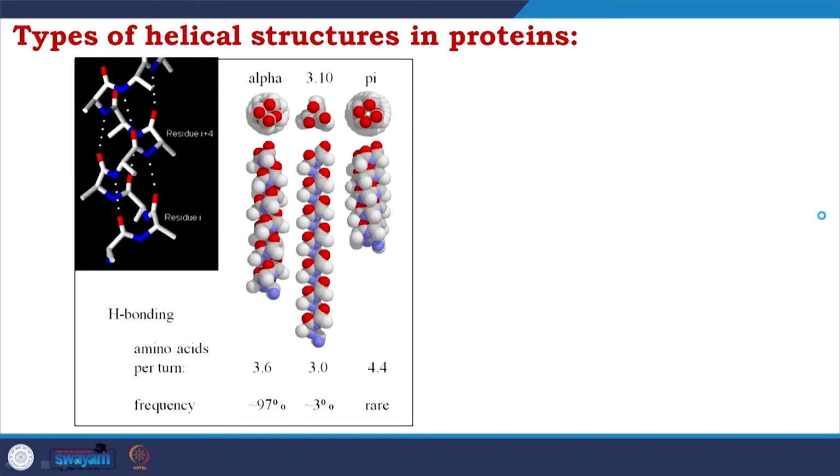There are commonly three types of helices. We talked about the alpha helix, with 3.6 amino acids per turn and a frequency of existence of 97%. There are other ones, 3-10 helix and pi helix. In the 3-10 helix, amino acids per turn is 3 and existence is 3%, and in the pi helix, amino acids per turn is 4.4 and existence is rare.